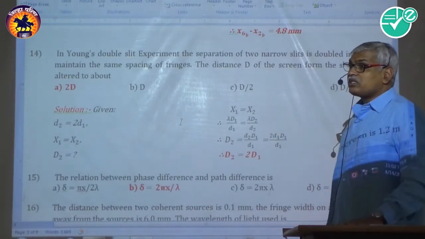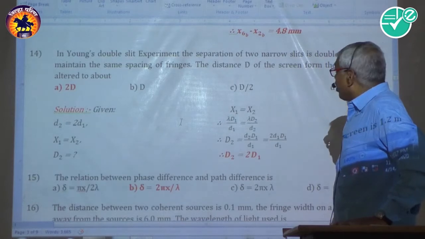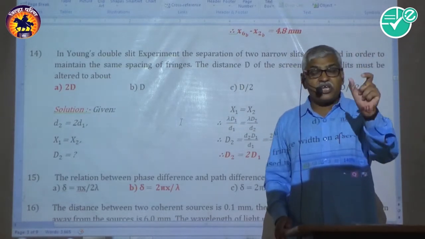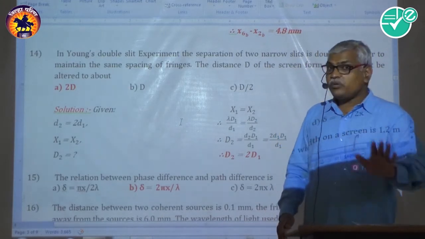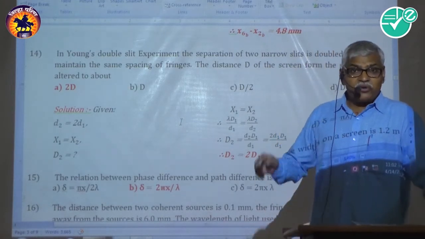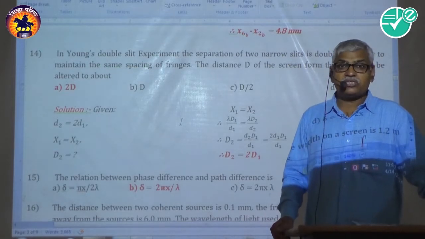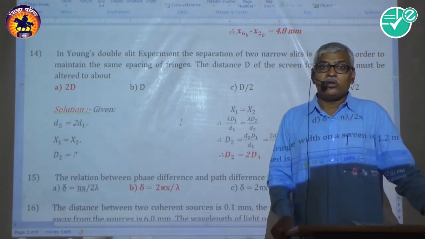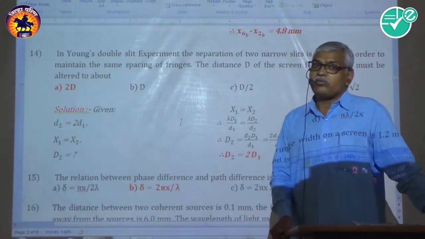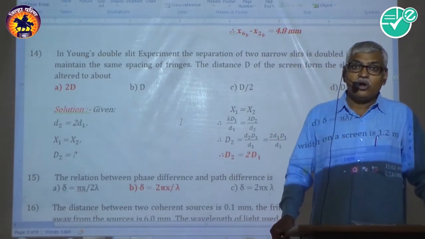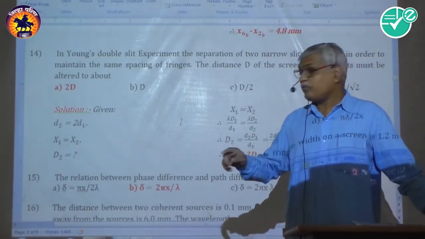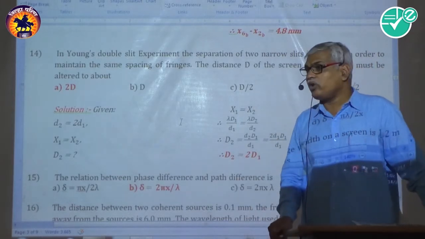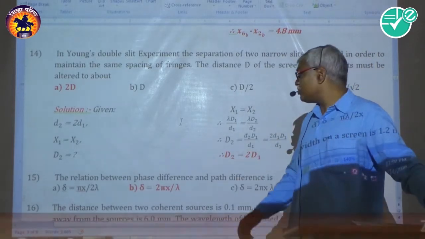So what will the distance capital D be in order to get the same spacing of fringes? To keep the fringe width unaltered, if the distance between the two sources is made twice, then what should be the distance kept between source and screen to obtain the same fringe width? Therefore, capital D2 is equal to question mark. That is, the initial value is capital D and the second is capital D2.